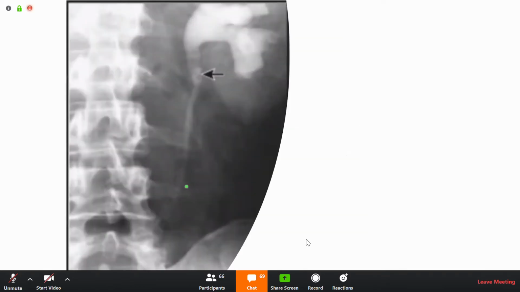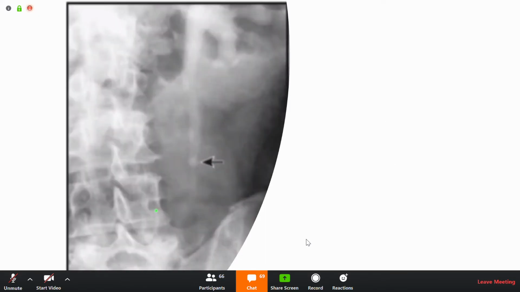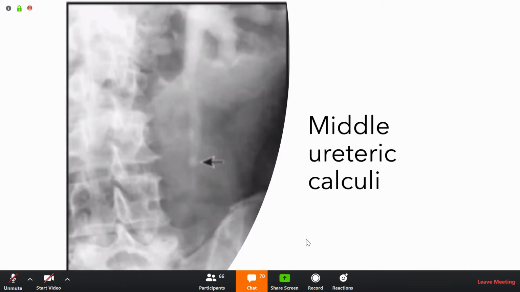If you look further, now look at this. And then going further, this is in the proximal ureter. And this is what you're seeing in that particular case. So this is the calculus, which is in the mid ureter.